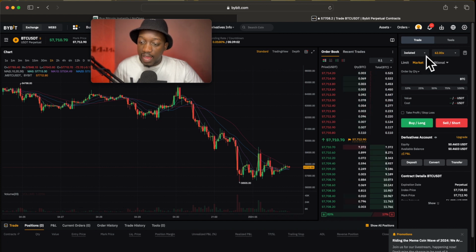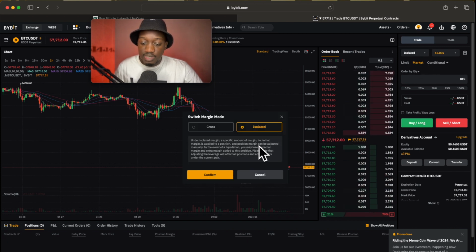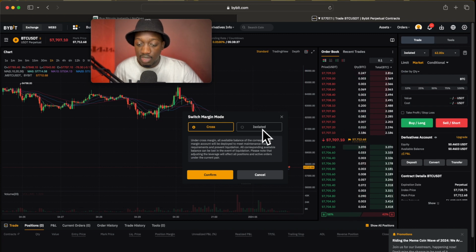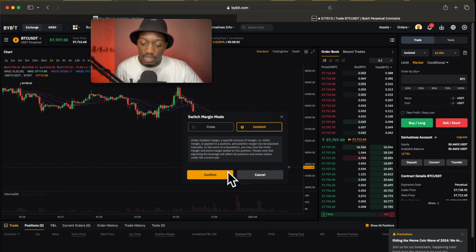Right here we have got isolated and cross. Isolated is going to allow us to put the amount that we're willing to trade with, but with cross, it's going to allow us to trade with our whole account, meaning that we're not going to put a specified amount that we're willing to trade. So I always suggest that you should always put it on isolated and put only the amount that you are willing to trade with, you know what I mean? So that's why it's already on isolated.